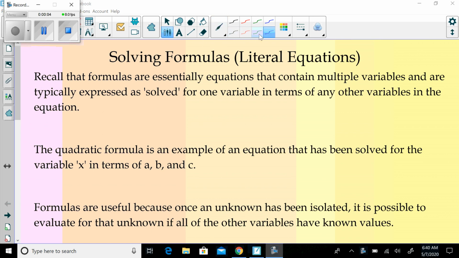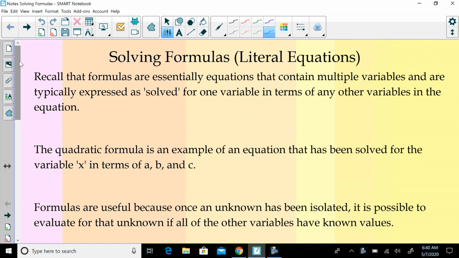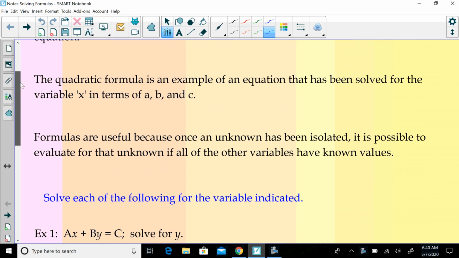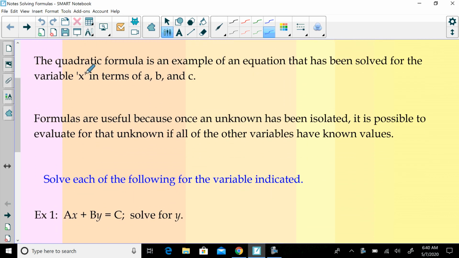Hi guys, today we're just going to discuss a little bit about solving formulas, or solving literal equations. Recall that you use a lot of formulas. Formulas usually have more than one variable, and sometimes multiple variables. The quadratic formula is an example of a formula that's already been solved for x in terms of a, b, and c.